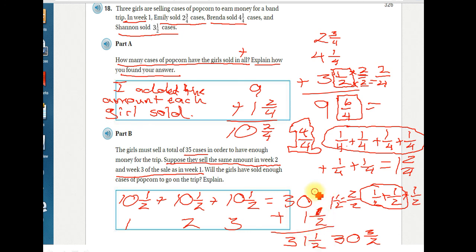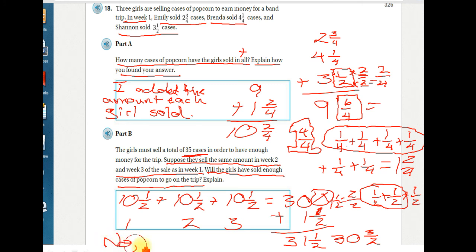There's no other fraction part up here. That doesn't look like what I want it to. It makes it look like it's 300, but there's nothing here. So you just write the 1/2, 0 plus 1 is 1, and there's 3 tens, so 31.5. So did they get to the 35 cases they need? Remember, that's our question. Will the girls have sold enough cases of popcorn to go on the trip?